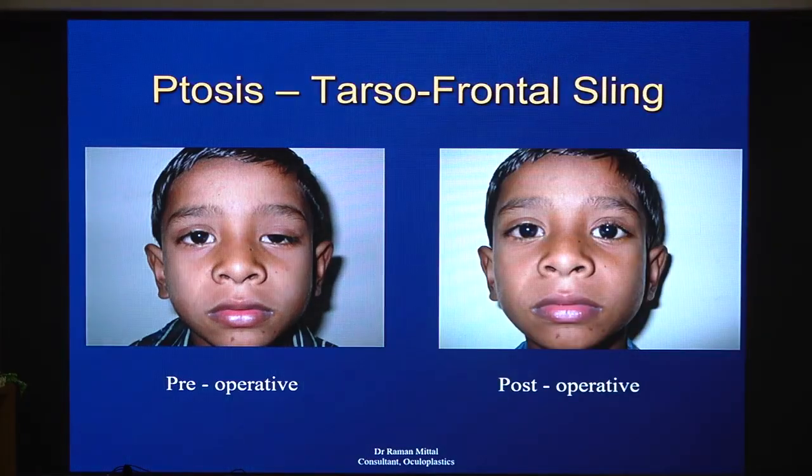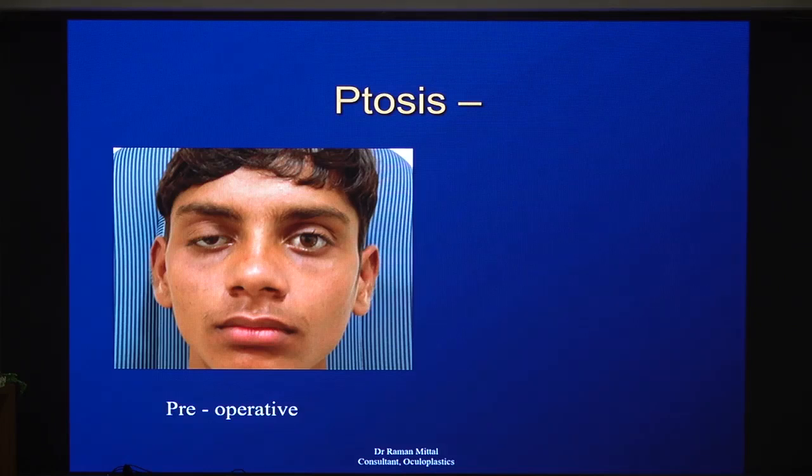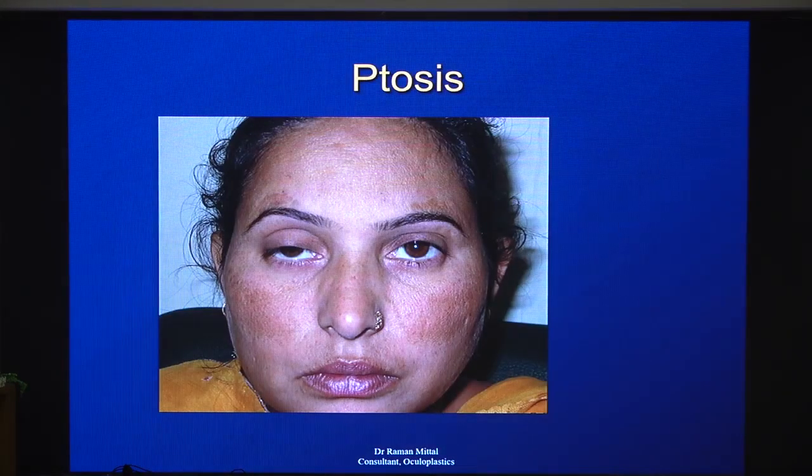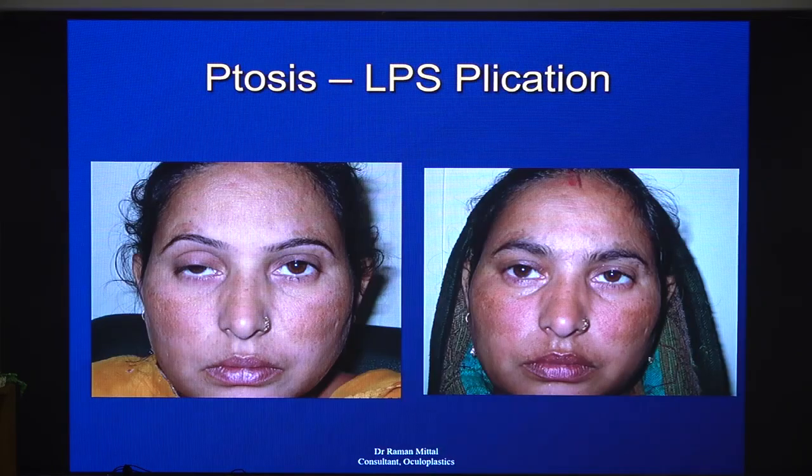So these are a few results. This is a severe ptosis with poor LPS function. A sling surgery was done, with a good result in primary gaze. This was a congenital ptosis, acquired variant, so LPS resection was done. Good result again. This was an acquired ptosis in a middle-aged woman with good LPS function. LPS plication was done. Very good lid crease. If you see the post-operative result, you can't make out whether the patient has been operated upon or not.